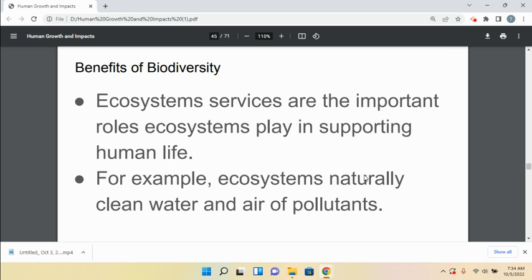They also help keep the air clear of pollutants. One of the ones we talked about specifically, one of the greenhouse gases, carbon dioxide, is taken up by plants. Photosynthesis will remove that carbon dioxide from the air and replace it with the oxygen we need. That is an ecosystem service.